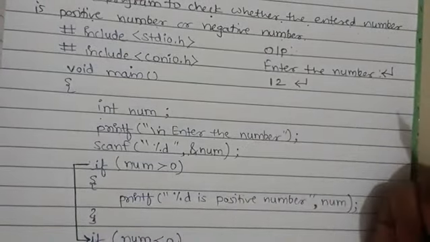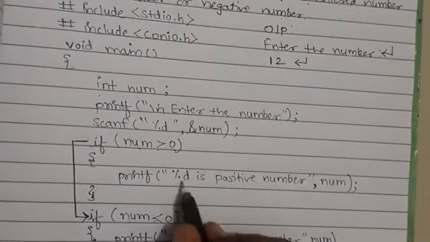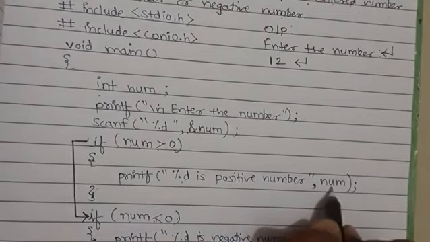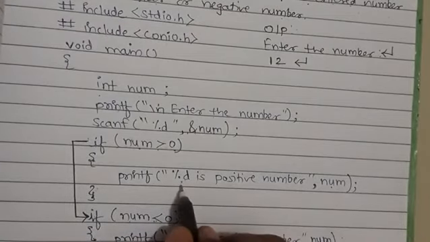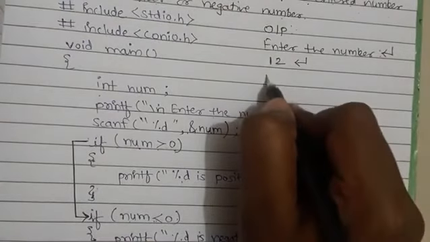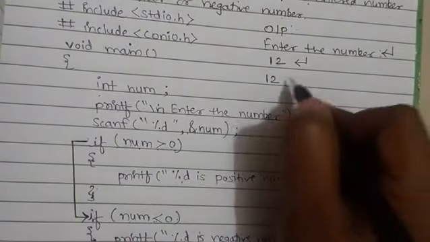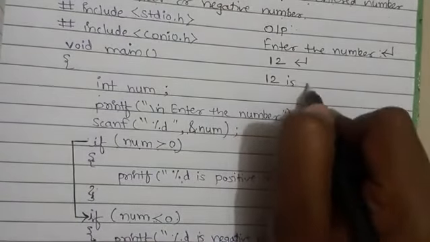The value of num is 12. So 12 is greater than 0. So here the condition is true, and therefore it will execute this block of statements. Here it will print %d, so instead of %d, the value of num will be printed. So here the value of num is 12. So 12 is positive number.